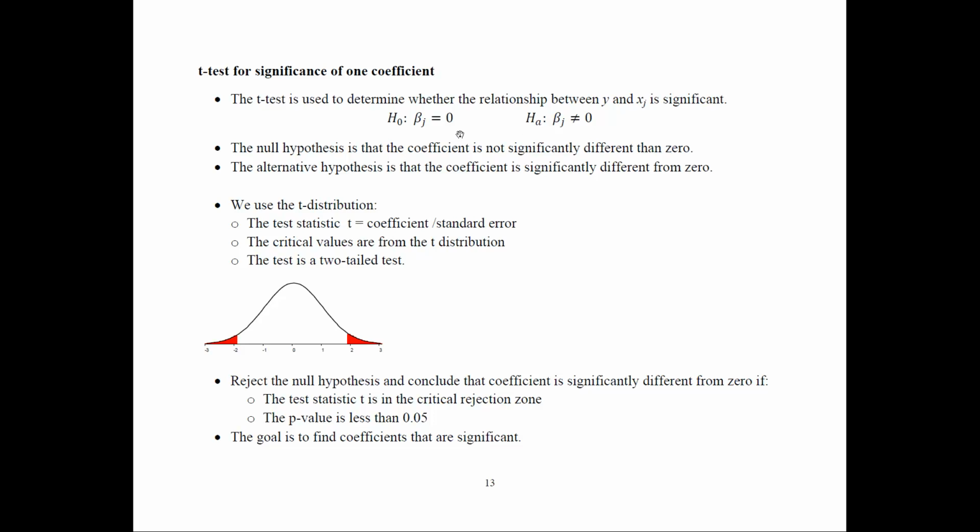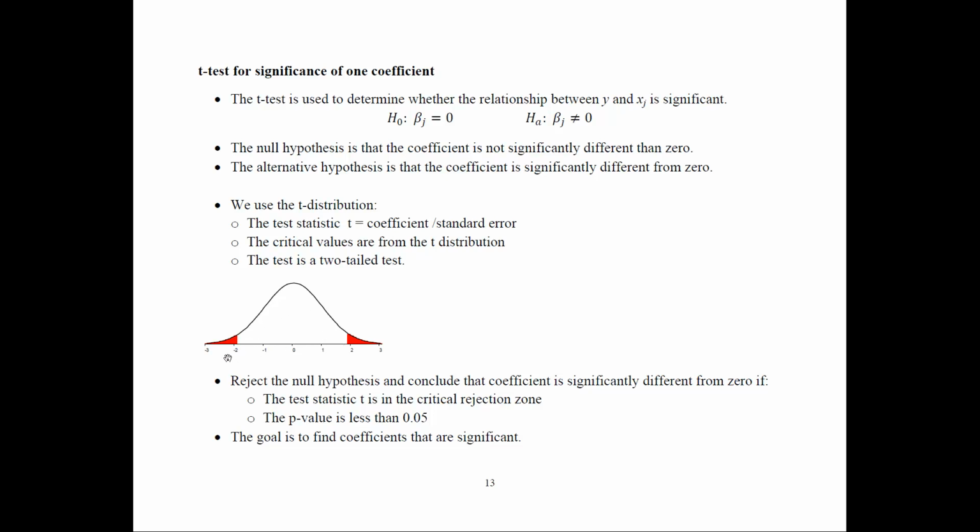So in order to test this hypothesis, we would use the t-distribution, and the test statistic t would be equal to the coefficient divided by the standard error. And the coefficient and standard error come from the software packages when you estimate a regression model. So then you need to get critical values from the t-distribution and perform a two-tailed test. So again, this is the normal distribution or the t-distribution, and then you have, these would be the rejection areas. So we have a 5% significance level or 95% confidence level, and this would be the confidence interval.